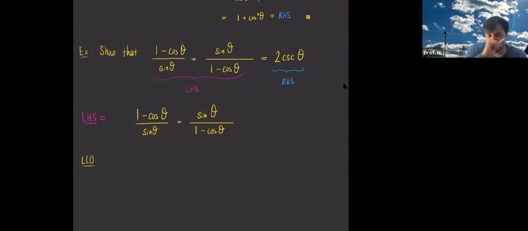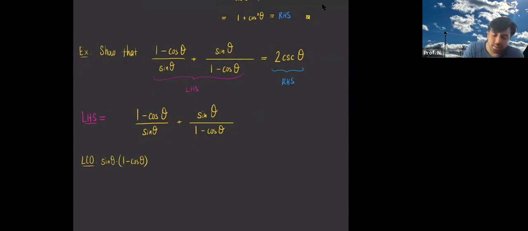What would be the LCD between sine theta and 1 minus cosine theta? We did something like this last time. Anyone? Thank you, Tiffany. That's right. It's sine theta multiplied by 1 minus cosine theta. Because they're just different terms, the least common denominator would just be a product of those 2 uncommon terms.